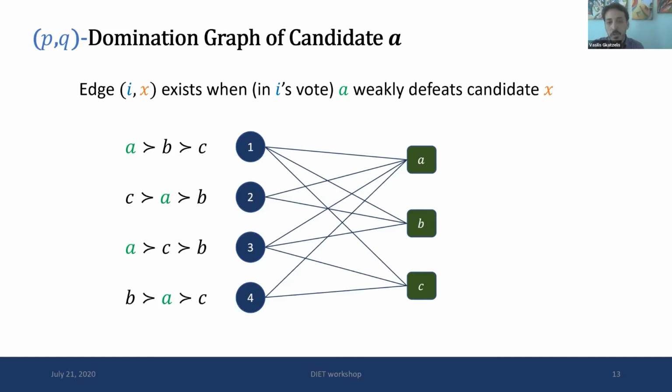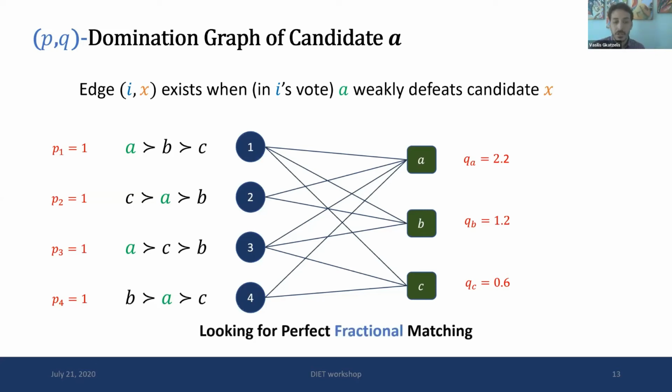But we also enhance this graph with 2 weight vectors. One on the left, the P vector for the vertices of the voters, and a Q vector for the vertices of the candidates. And we normalize these weights so that they add up to the same number. So what we actually show is that take any such graph, any instance, any voters, any candidates, and any weight vector normalized to add up to the same values, you can always find a perfect fractional matching.